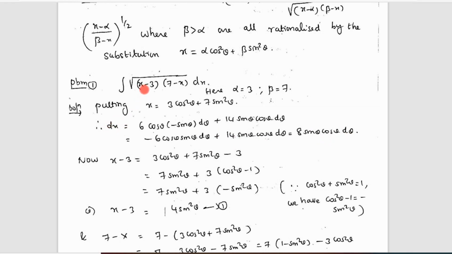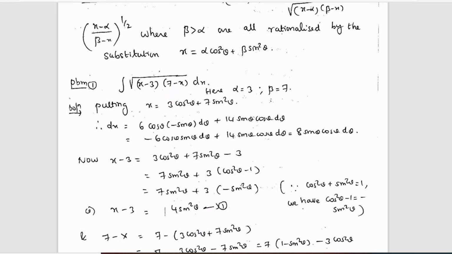Next I am going to find x minus 3 and then 7 minus x. What is x minus 3? x is 3 cos square theta plus 7 sin square theta. Substitute the value of x here, minus 3. Simplify this term. From these two terms, 3 is common, so take it outside. 3 into cos square theta minus 1. What is the formula for cos square theta minus 1? It is minus sin square theta. So what you are getting, 7 sin square theta minus 3 sin square theta, it is 4 sin square theta. Take it as equation number 1.